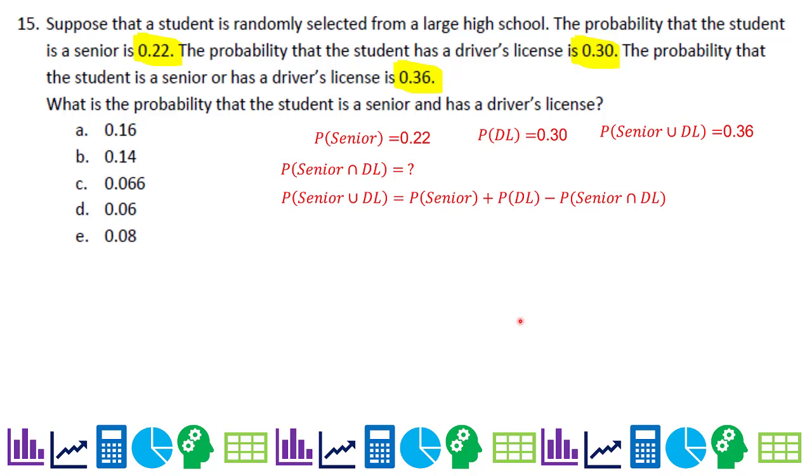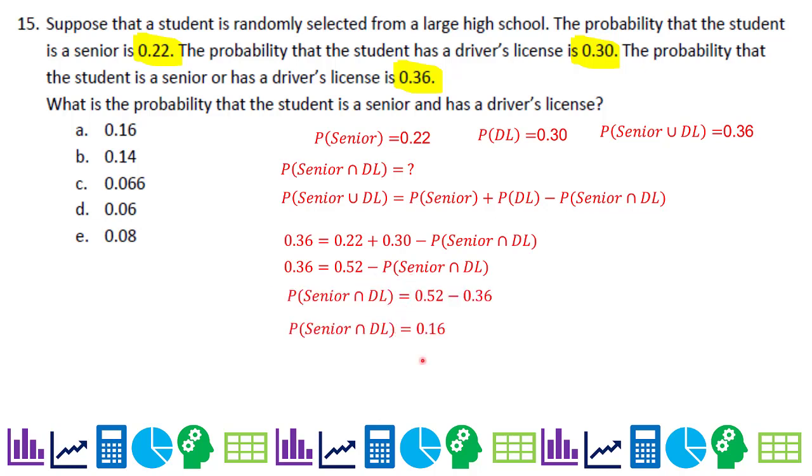Senior or driver's license equals, so probability of A or B equals probability of A plus probability of B minus the probability of both. So I just replace that with senior and driver's license, and I'm going to put in all the numbers I know. You'll notice this is the only one I have to solve for, combine those two, and then I'll move these around. And I get 0.16 is the probability that they're a senior and they have a driver's license. And that's it.